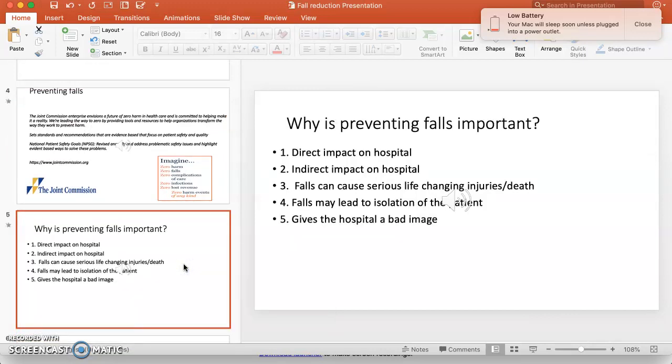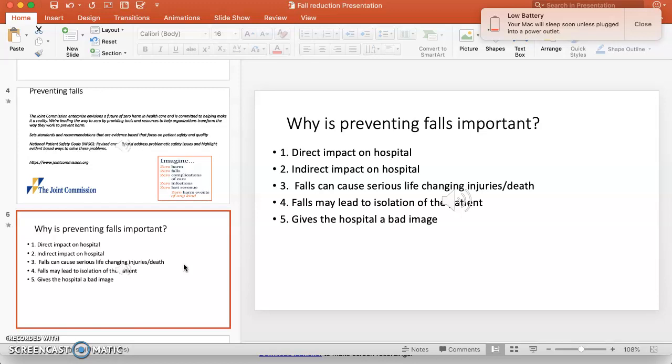So why is preventing falls important? Well, because falls have a direct and indirect impact on the hospital. For instance, when you have a patient fall in your facility, it's going to increase the length of stay. It's going to increase additional treatment needs. So if they fall, now they may need some physical therapy or occupational therapy. Or if they fall and break a hip, or they have some type of traumatic brain injury, well, they may need surgery. So that also has a direct impact on the hospital. And your patient that once was independent now requires a cane or a walker because of that fall.